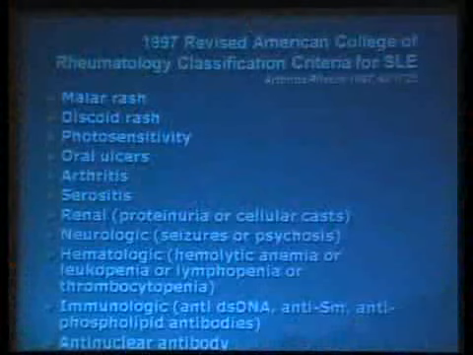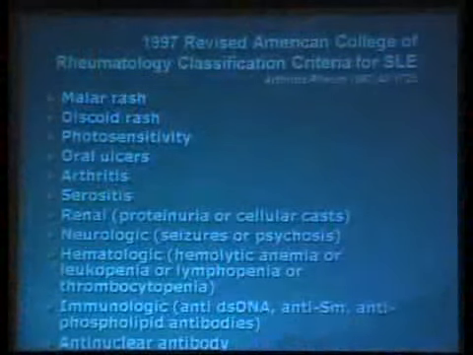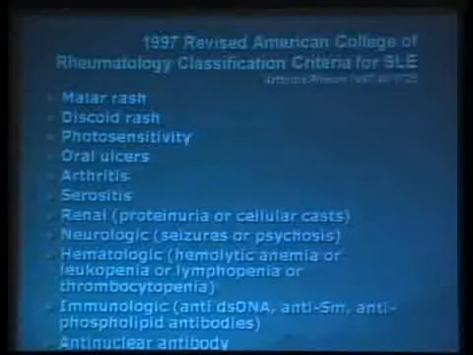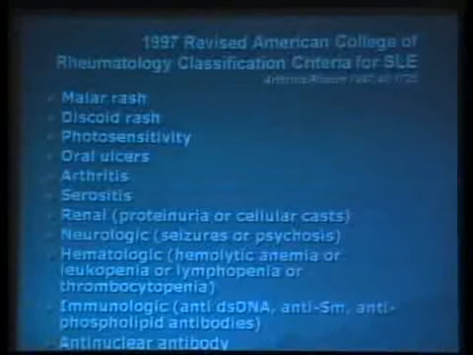We use the ACR revised rheumatology criteria really as a measure to decide if a patient has lupus and not another connective tissue disease, and therefore these are very useful for research purposes. However, I think this also is a very helpful checklist to help us look at the diagnosis of lupus.